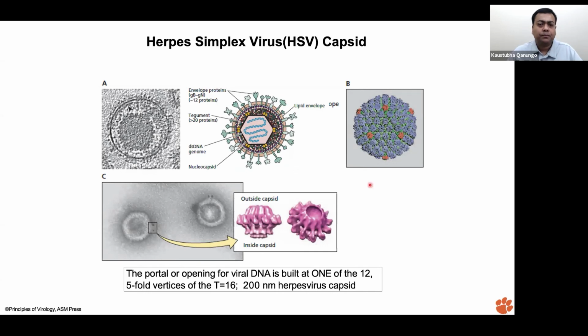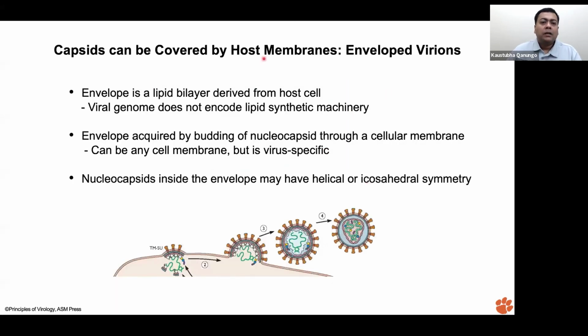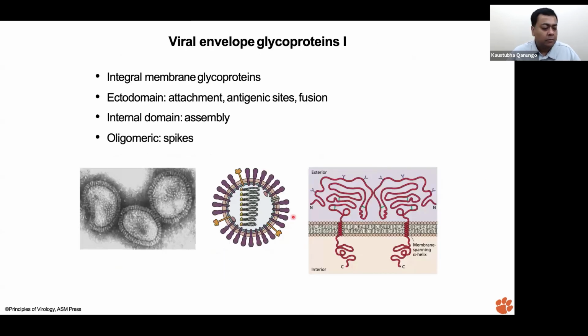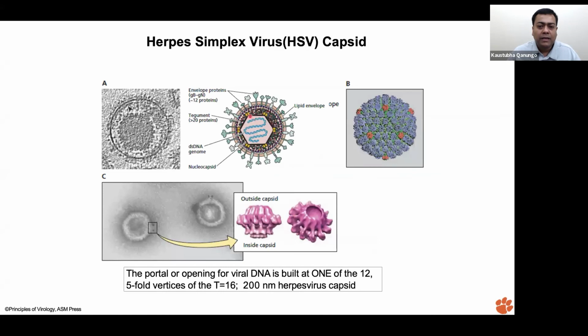So the capsid, as we said, can be covered by the host membranes. The envelope is a lipid bilayer derived from the host cell machinery, and the viral genome does not encode the lipid synthetic machinery. The envelope is acquired by budding of the nucleocapsid through a cellular membrane, which can be any cell membrane, but is virus specific. And the nucleocapsid inside the envelope may have helical or icosahedral symmetry. So if we go back to this picture, you can see that this nucleocapsid does have an icosahedral symmetry.